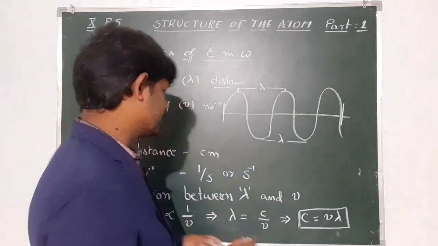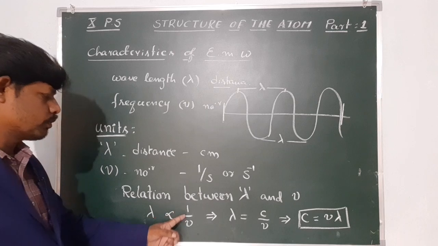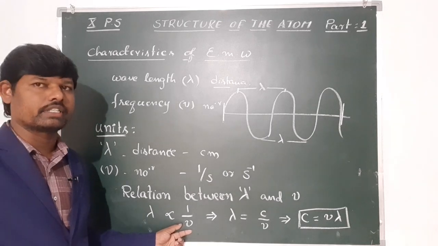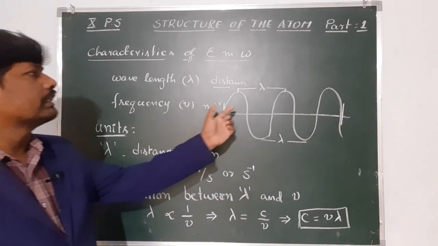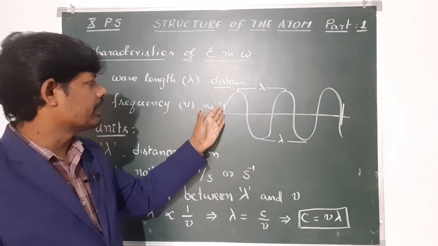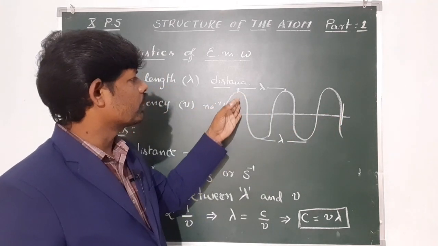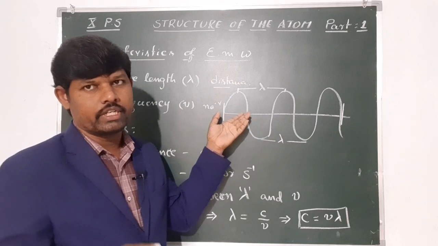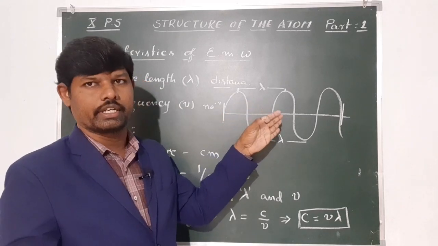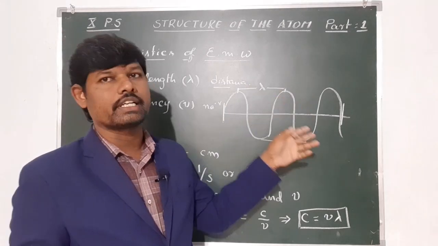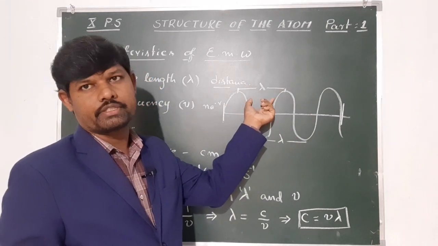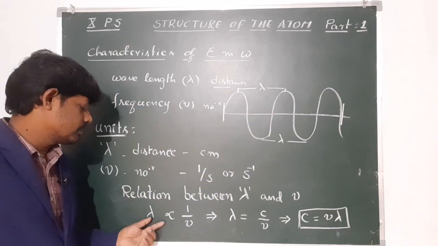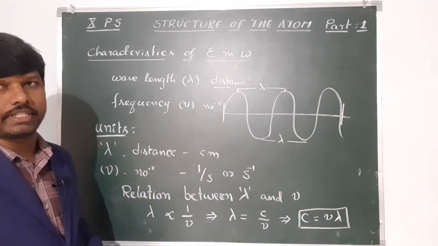One thing you have to remember: lambda is inversely proportional to nu. That means when the frequency increases, automatically the wavelength will decrease. In a given time, for example, there are only 3 wave peaks. If the frequency increases, the number of wave peaks increases. If the number of wave peaks increases, the distance between these peaks will decrease. That's why when the frequency increases, wavelength automatically decreases.